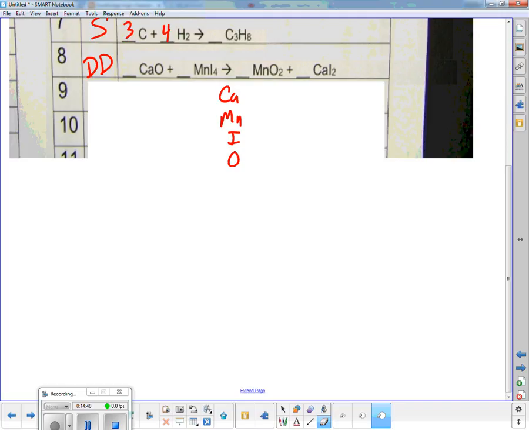So 1 calcium, 1 magnesium, or manganese, 1 manganese, 4 iodine, 2 iodine. That's where I have to stop. I have to put a 2 in front of that, which makes that 4, but also changes that to a 2. So I go back over here on the left side and I put a 2, and I haven't messed with the oxygen yet, so I'm okay. So now the oxygen, 2 and 2, and I'm done. Okay?